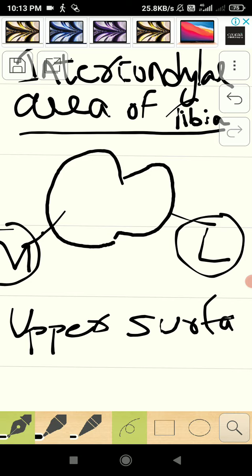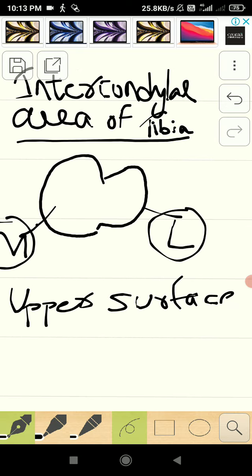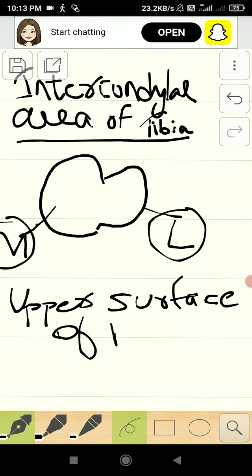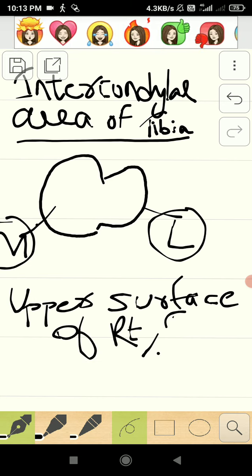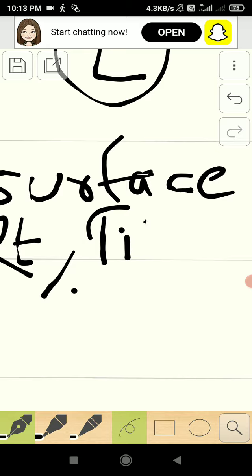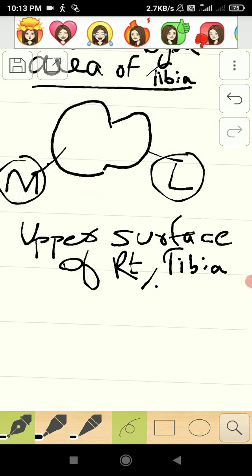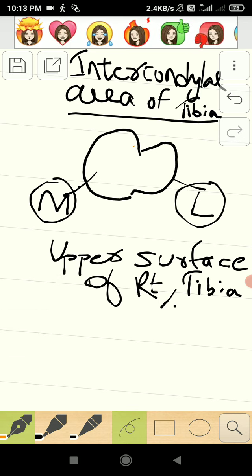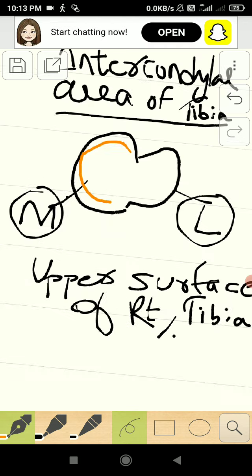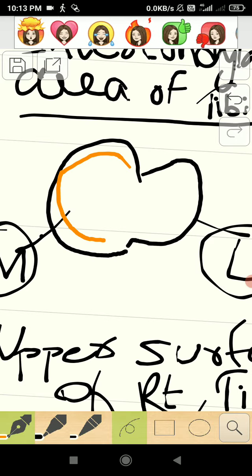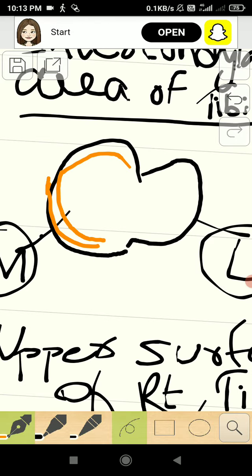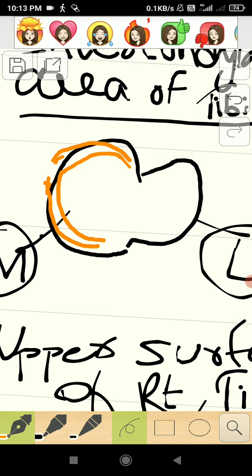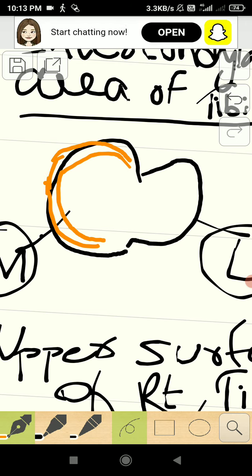After drawing this, then you have to just understand that in the intercondylar area we have the following structures. The medial menisci, I will show the menisci in a different color. So here is a medial menisci. It's large and it is semicircular or semilunar shape. So this is the medial menisci. Whereas the lateral menisci is small and circular. So this is the lateral menisci.